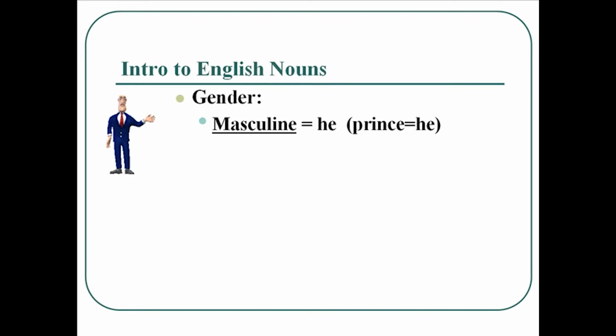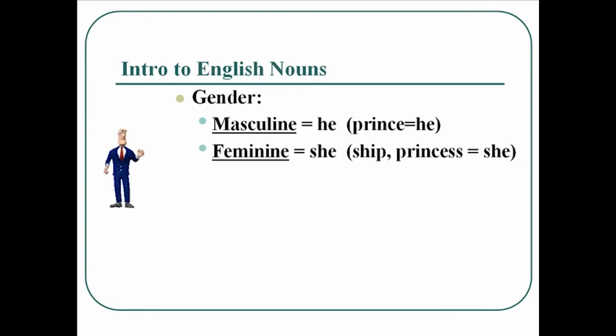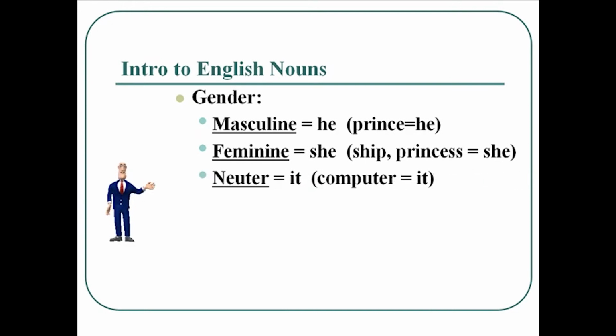So let's first of all look at the things that are very similar to English in terms of the gender. In Greek, as in English, we'll have a masculine. In English, for example, he. The prince is a he. The feminine is she. So a ship is feminine in English. The princess is feminine. The queen is feminine. And then we have the neuter. The neuter refers to things like rocks and computers.